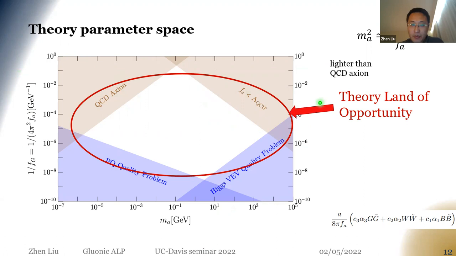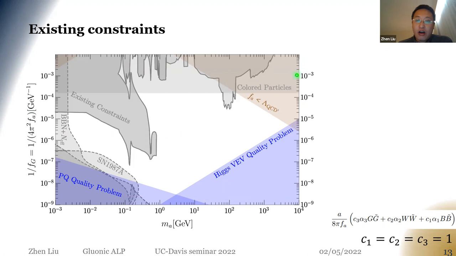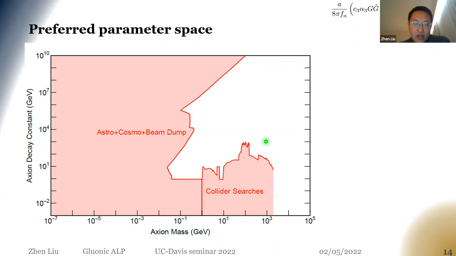So let's take a look at what the experimentally allowed region is. All those gray shaded regions are excluded by existing experiments. This part by the collider experiments, this part by things like B factories, et cetera. There are also beam dump constraints, a supernova constraint, and BBN plus N effective, et cetera. So we can see where the current active experimental probes already poke into this regime, but still leave a big region for us to explore.